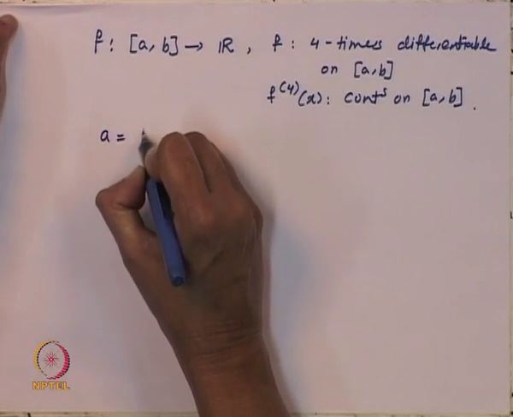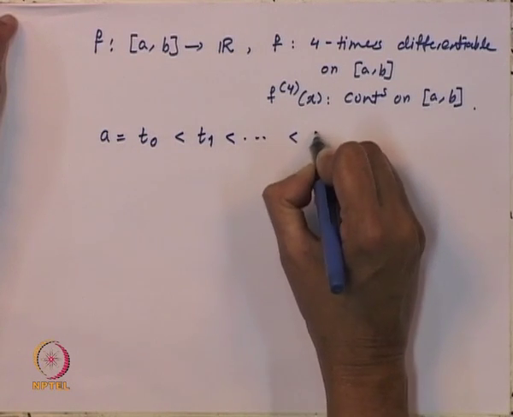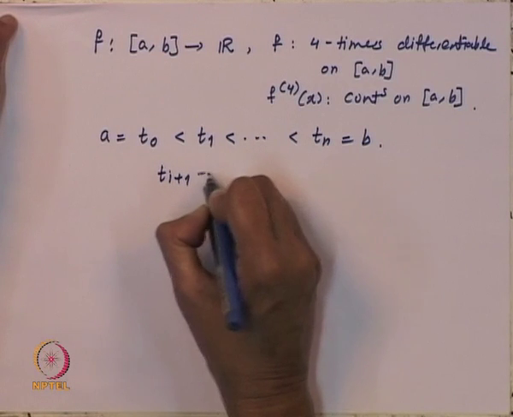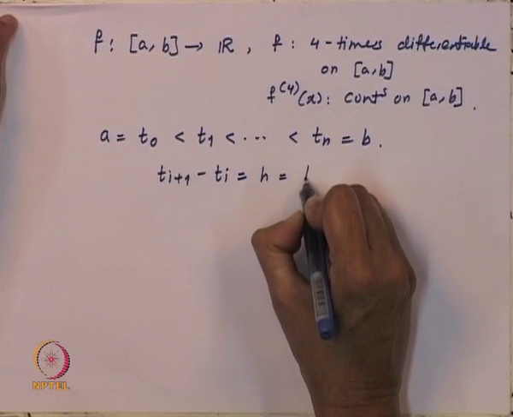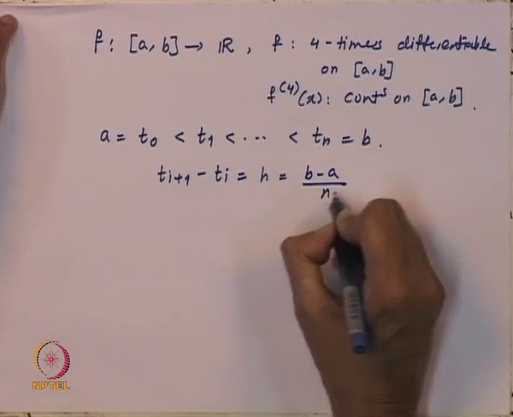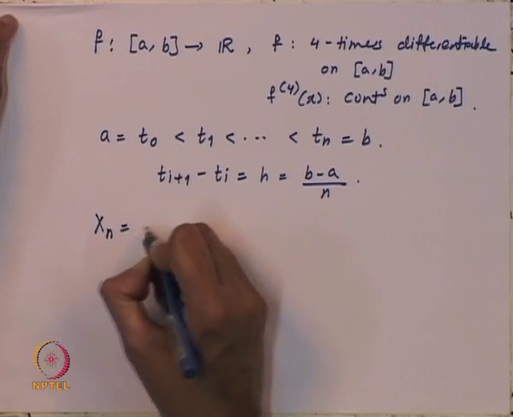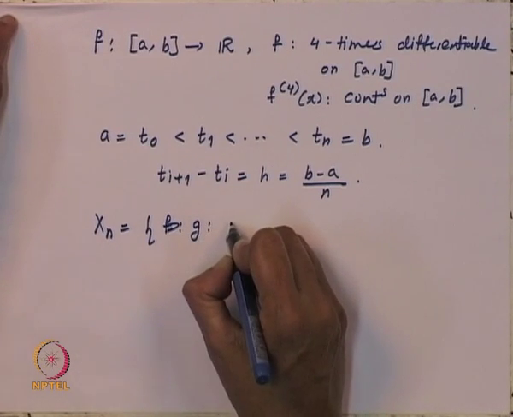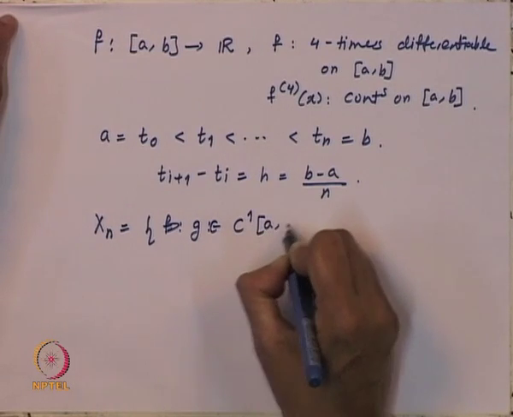We look at a uniform partition a = t_0 < t_1 < ... < t_n = b, where t_{i+1} - t_i, the length of the subinterval, is equal to h, that is (b - a)/n. Let us look at X_n to be the set of all g belonging to C^1[a, b].